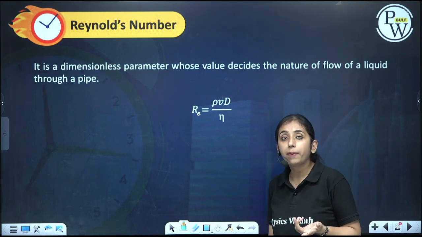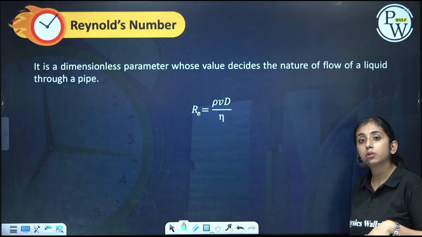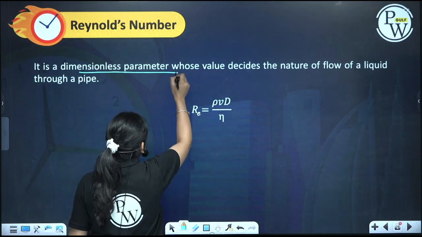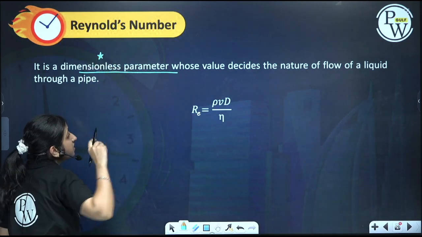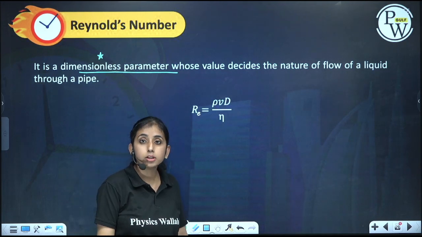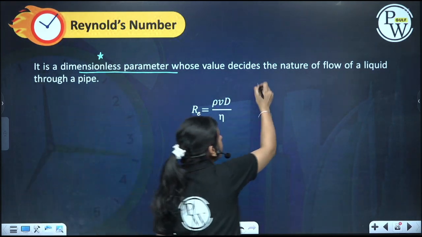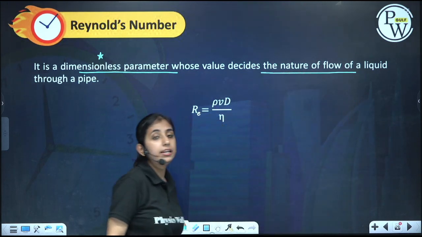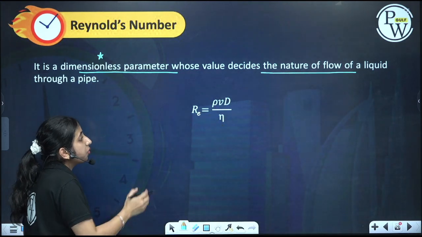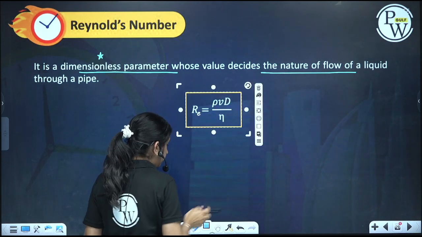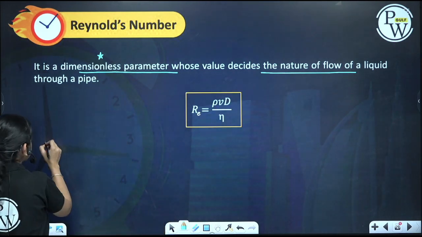Then there is another parameter, Reynolds number, which also tells us about the flow of a liquid. It is a dimensionless parameter, a very important point. Reynolds number is just a number, it doesn't have any dimensions. It decides the nature of flow of a liquid through a pipe. Reynolds number is equal to rho Vd by eta.